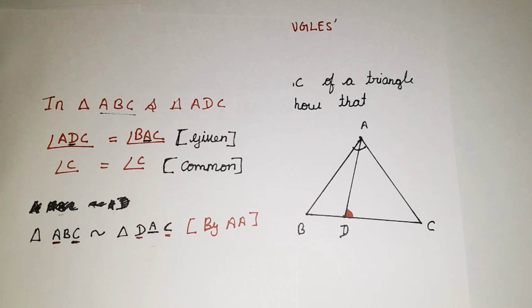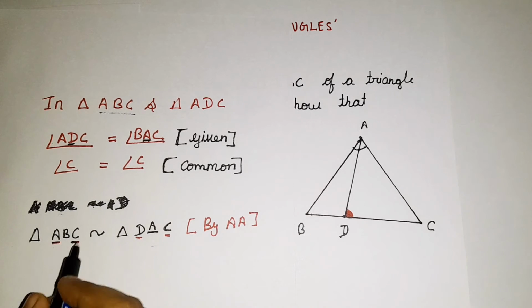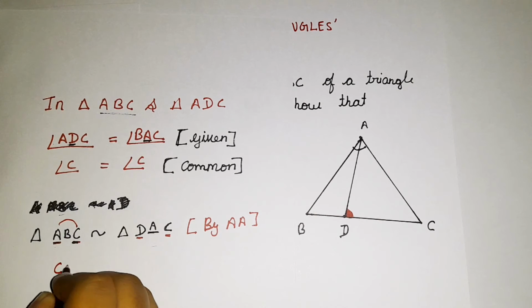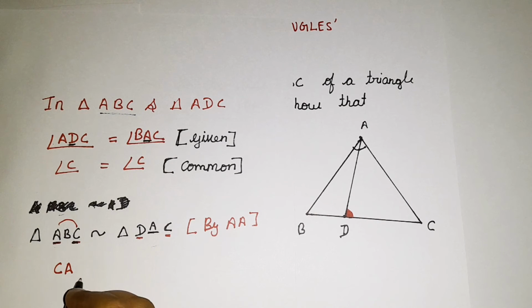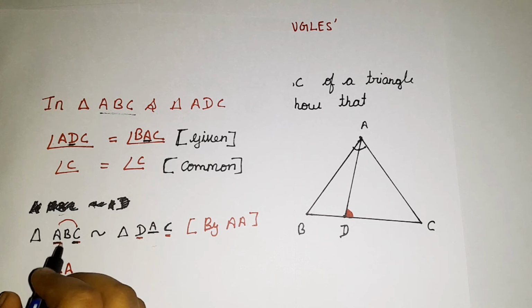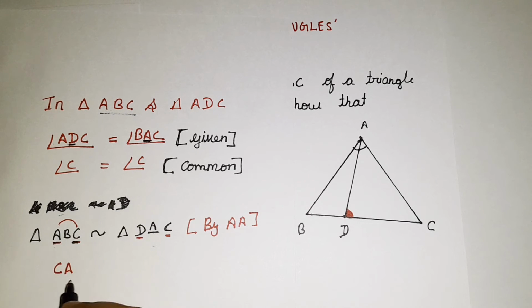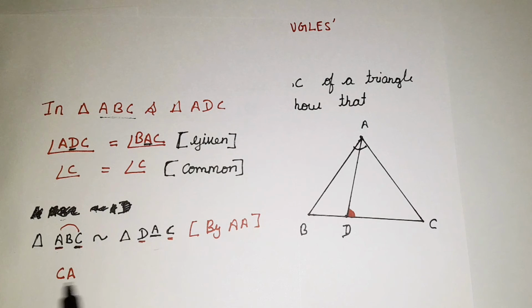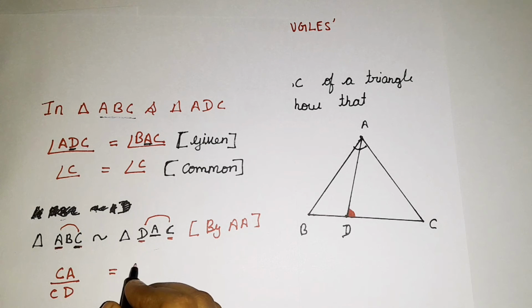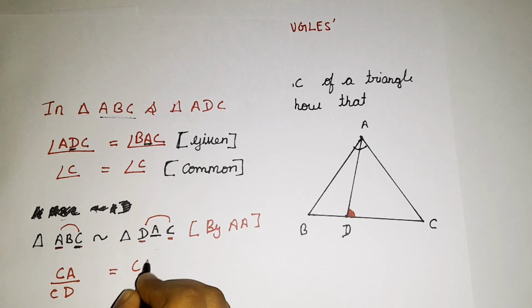Alright guys, so now let us come back to the question. According to the question, CA, if you write CA or AC, nothing is going to happen. Both are the same. If you want to write AC, you can write it. If you want to write CA, you can write it. Because according to the question they mentioned CA, that's why I wrote it like that. So CA by CD is equal to CB by AC. AC and CA both are the same.